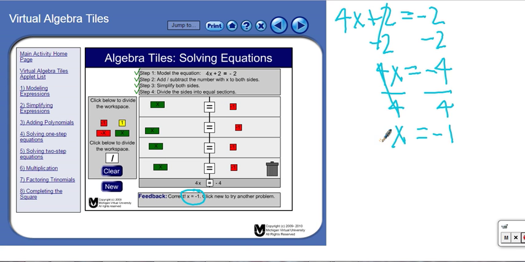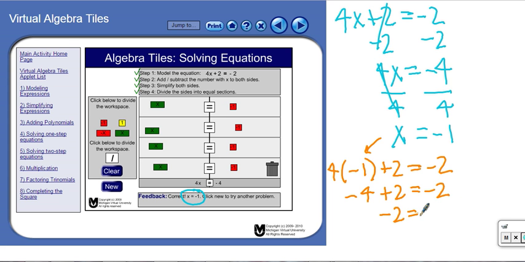So I'm going to plug this back in. I've got 4 times negative 1 plus 2 equals negative 2. If I do 4 times negative 1, I get negative 4, plus 2 equals negative 2. And negative 4 plus 2 gives me negative 2. So it works.